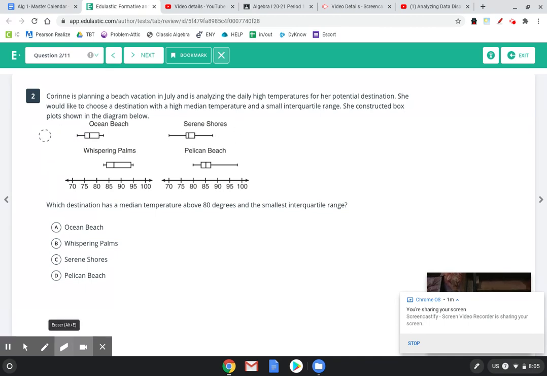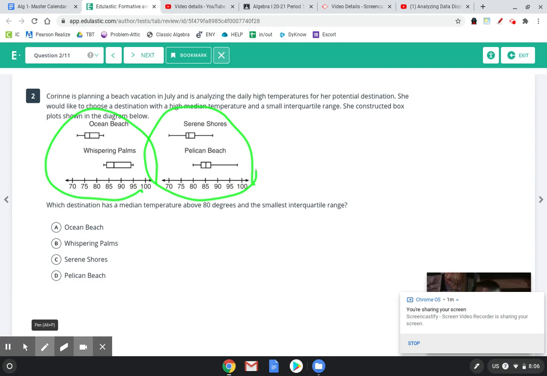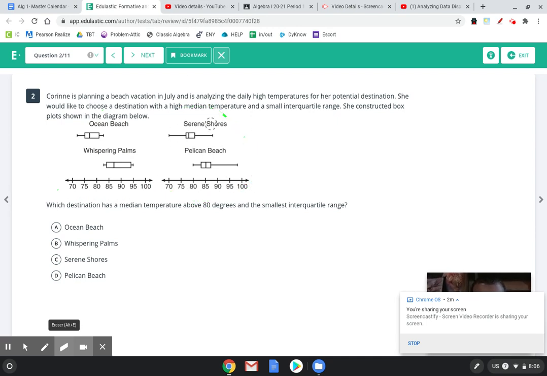It's asking you to consider the following question. Which destination has a median temperature above 80 degrees and the smallest interquartile range? So it has to do 2 of those things. Which of those has a median above 80, right? And you're looking, this might help, these 2 belong with this one. So you're reading those numbers, and these 2 belong with this one. So we're looking for the one that has a median temperature over 80 and the smallest interquartile range. Okay, keep those things in mind. And it gives you the name of all 4 of those. Which one is it?